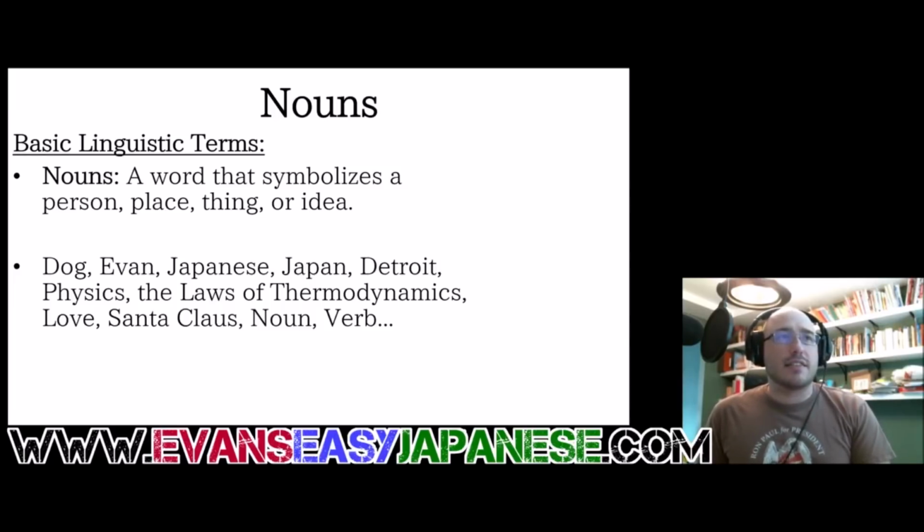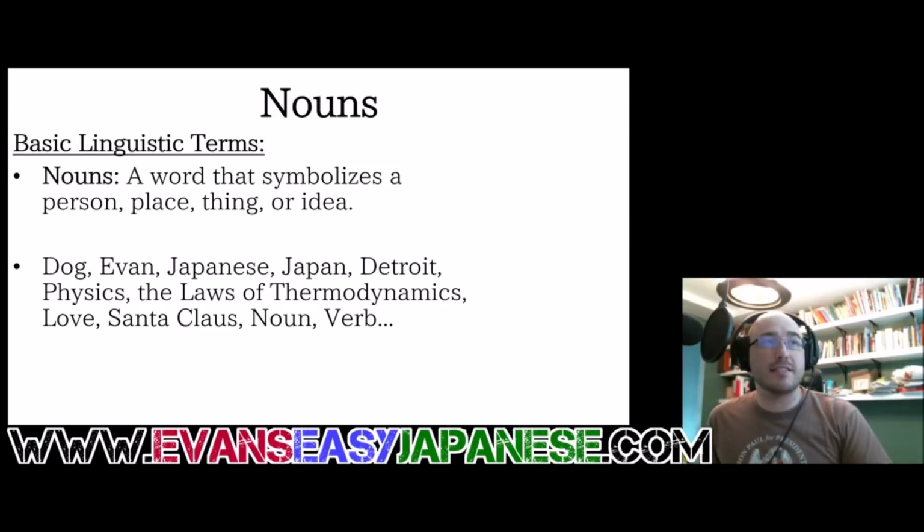Like a dog, that's a thing, as much as you might like a dog. Unfortunately, it's considered a thing. Evan, I could be a thing too, but it's kind of a person. Sort of. Japanese. Japanese isn't a person. Well, you could say a Japanese person, like he is Japanese, he is a Japanese. Strangely enough, Japanese could be a person. It can't be a place. It's not really a thing. Like, I can't pick up a Japanese. But it's generally considered an idea. Like, it's one of those things that you can't touch.